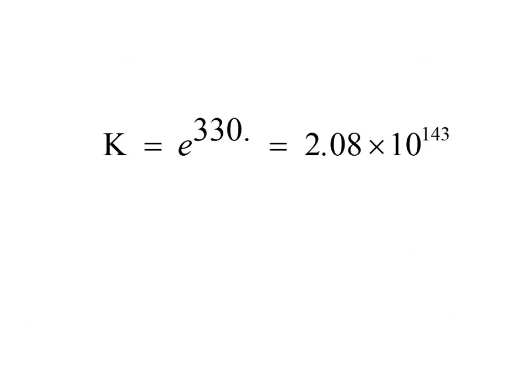Okay? So e raised to the 330th power is 2.08 times 10 to the 143rd power. Wow. Would you say it's a little product favored? A big K means it favors the product.